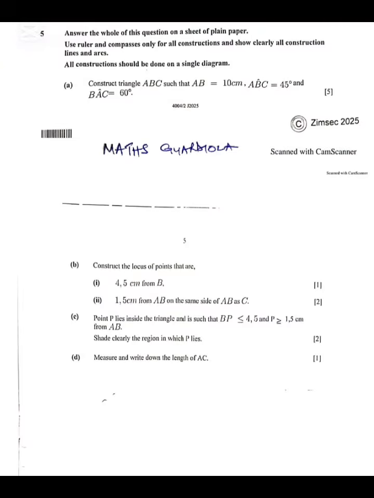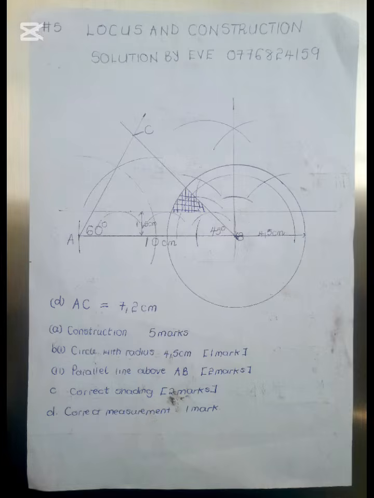And then on B part 1, construct the locus of points that are 4.5 centimeters from B. So we are required to construct a circle with radius 4.5 centimeters, and the center is supposed to be B. So we open our compass to be 4.5 centimeters, and then from point B, we construct a circle with a radius of 4.5 centimeters. You get 1 mark doing that.